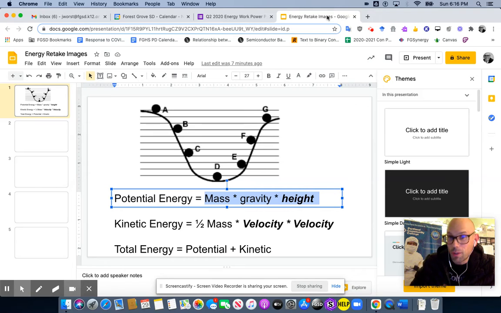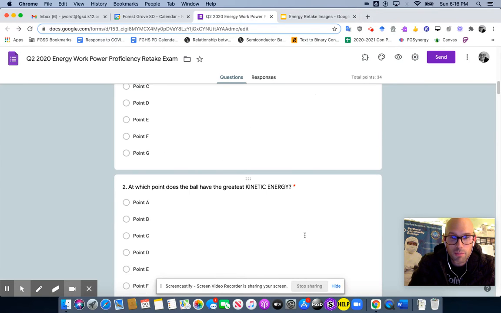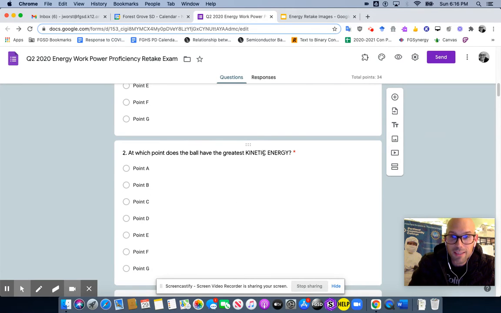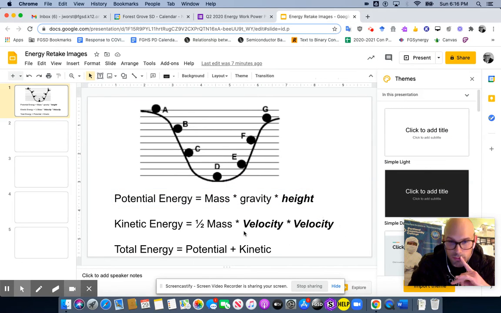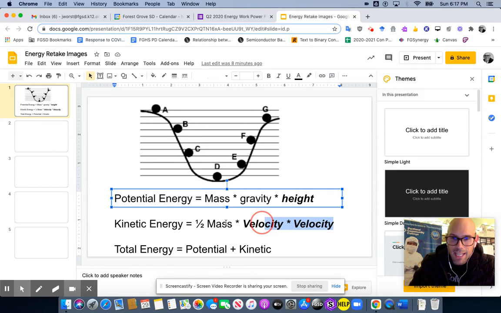Then you're going to be asked another question. Number 2, at which point does the ball have the greatest kinetic energy? Kinetic energy is 1/2 mv squared, where v is velocity. Now, v squared just means velocity times velocity. That's what squared means. So you just multiply it by itself again. So greatest kinetic energy, at which point: A, B, C, D, E, F, G.